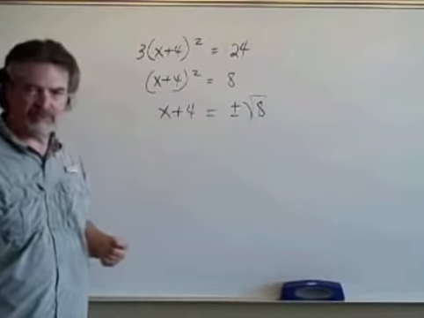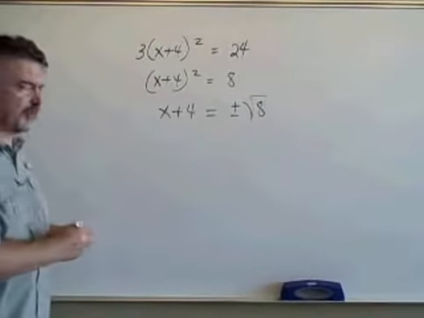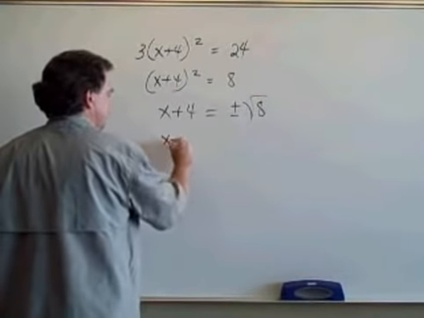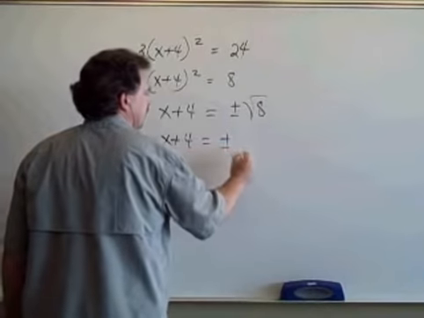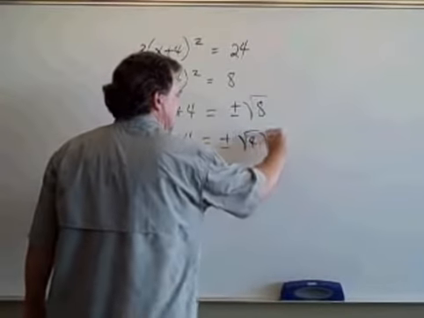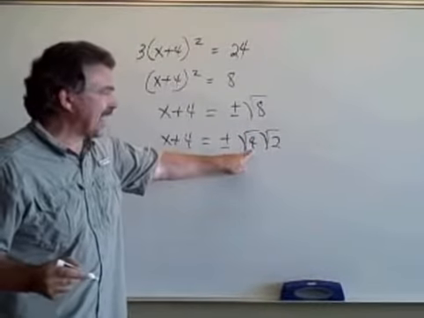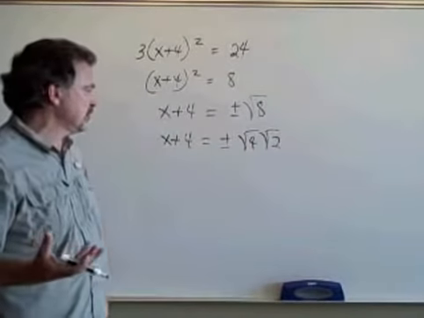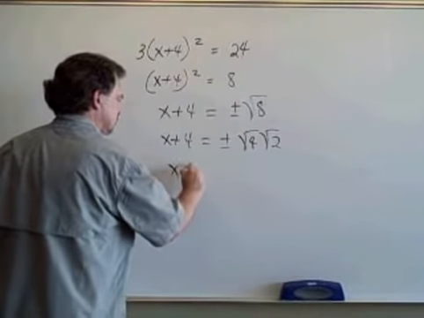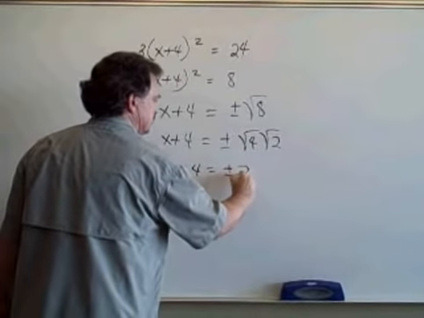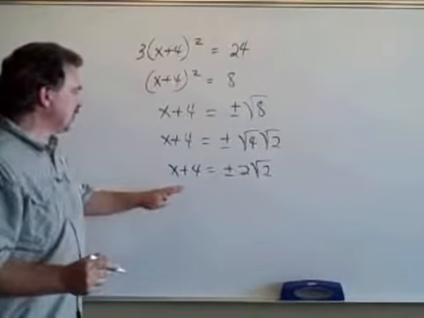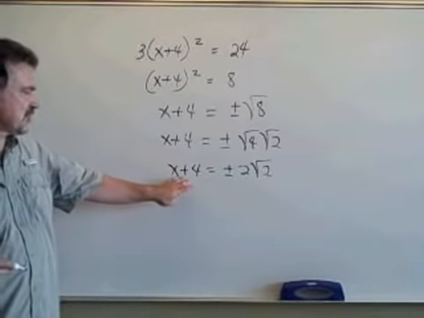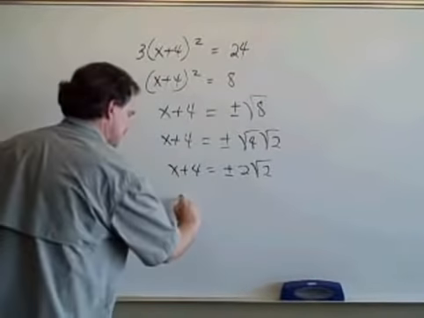And now we want to simplify that radical expression, the square root of 8. Remember how you break it down? Break it down into a factor that's a perfect square. You can take the square root of 4 and get the whole number 2. And now lastly, to finish solving for x, we simply subtract 4 from both sides.